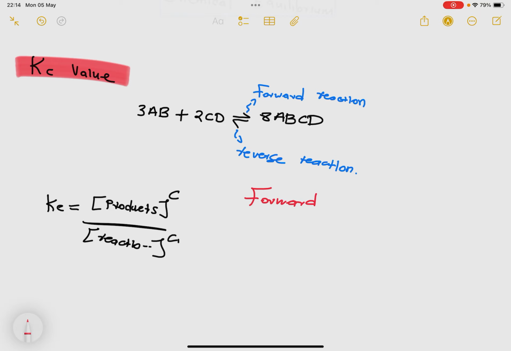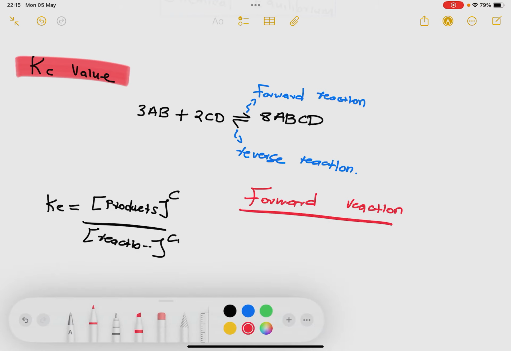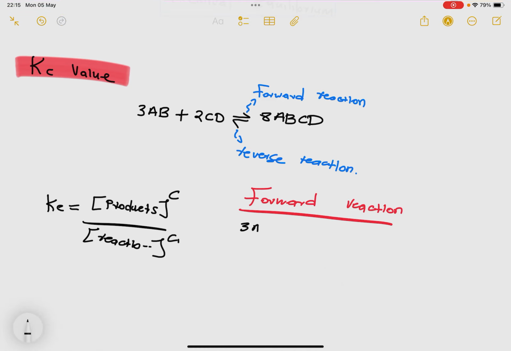So if you are dealing with Kc and you want to deal with the Kc of the forward reaction, you just go back to your formula and identify which one is the forward reaction. So you want to say, okay, this is the forward reaction. Now, what are my reactants on the forward reaction? My reactants within the forward reaction are actually 3AB plus 2CD, right? So my reactants become 3AB plus 2CD, right?